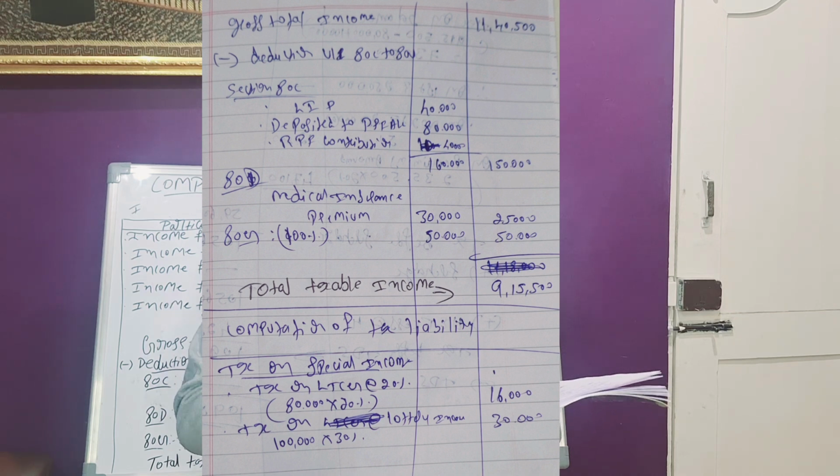Then tax on lottery income. How much lottery income is there? 1 lakh. 30% means 30,000. Write that in the outer column.